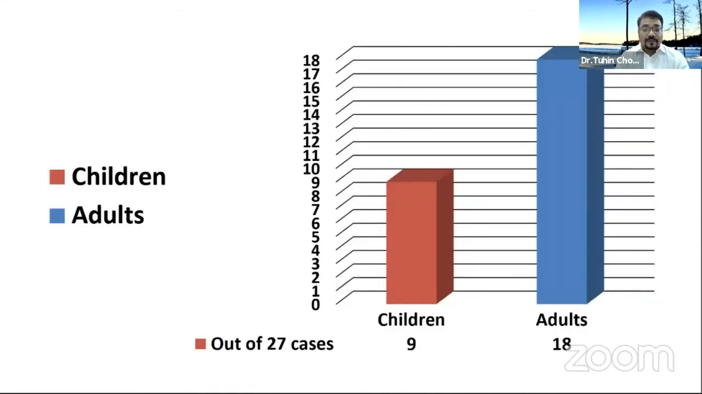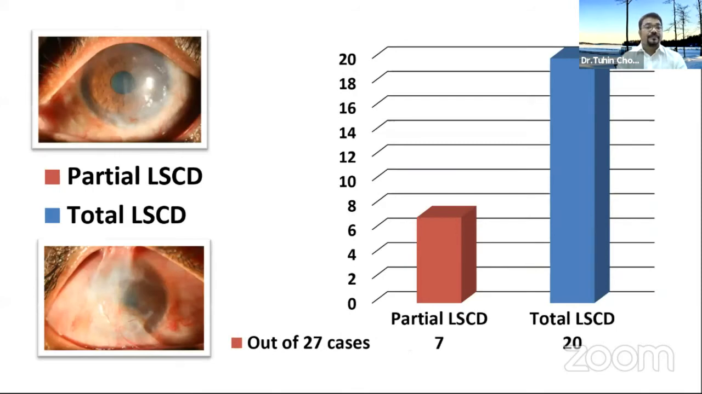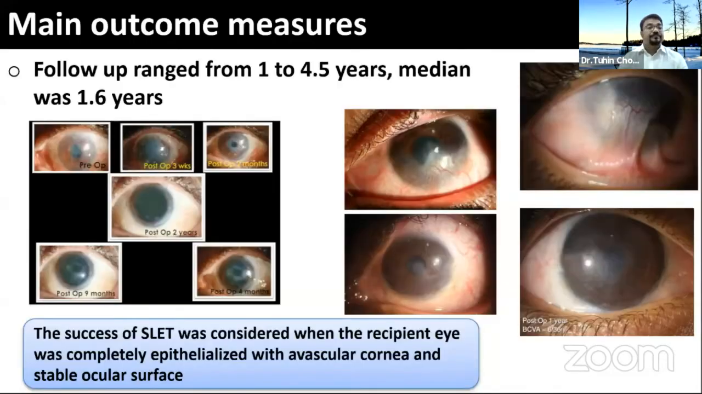Children had 9 cases and adults had 18 cases, and all children underwent the M-SLET technique. Then, partial LSCD and total LSCD. Partial LSCD was found in 7 cases, and all partial LSCD cases underwent only C-SLET, classical SLET. And of the total LSCD cases, 20 in number, 13 underwent M-SLET.